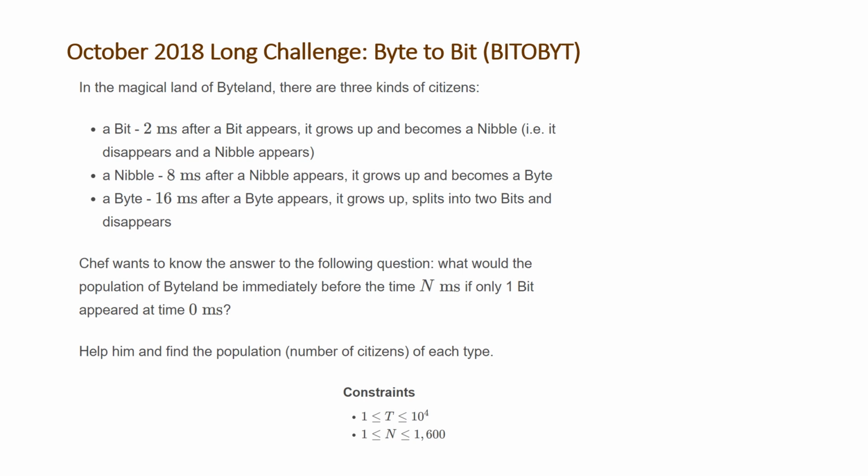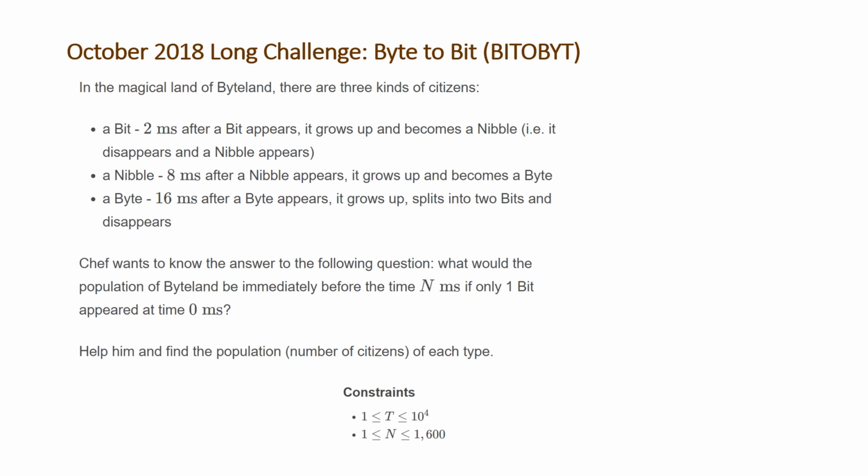The problem states, in the magical land of Byteland, there are three kinds of citizens. The first citizen, a bit. 2 milliseconds after a bit appears, it grows up and becomes a nibble, i.e. it disappears and a nibble appears. 2, a nibble. 8 milliseconds after a nibble appears, it grows up and becomes a byte. And last but not least, 3, a byte. 16 milliseconds after a byte appears, it grows up, splits into 2 bits, and disappears.